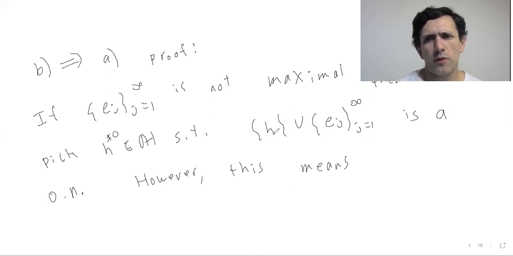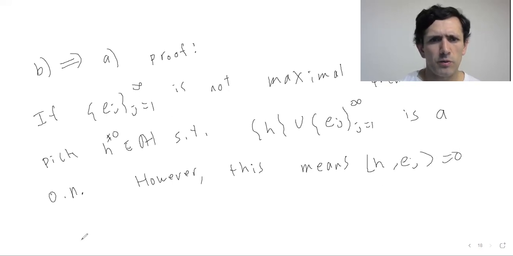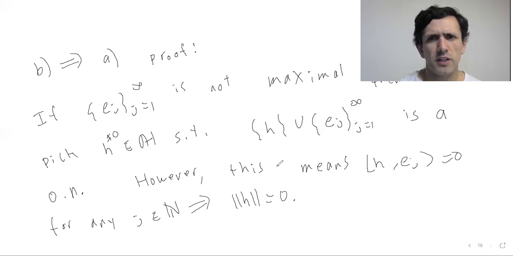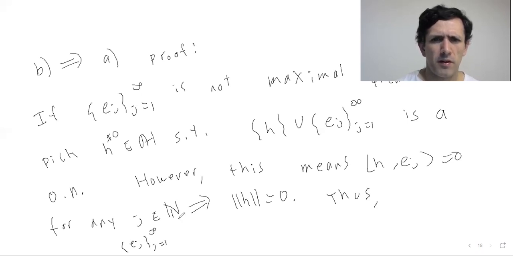Anyway, if this is orthonormal and if h is not any of the e_j, then that means ⟨h, e_j⟩ equals 0 for any j in the naturals. That implies h is 0, and that's a contradiction, since we assumed that h is not equal to 0. So in fact, this has to be maximal. Thus, this is indeed maximal, and that finishes the proof.